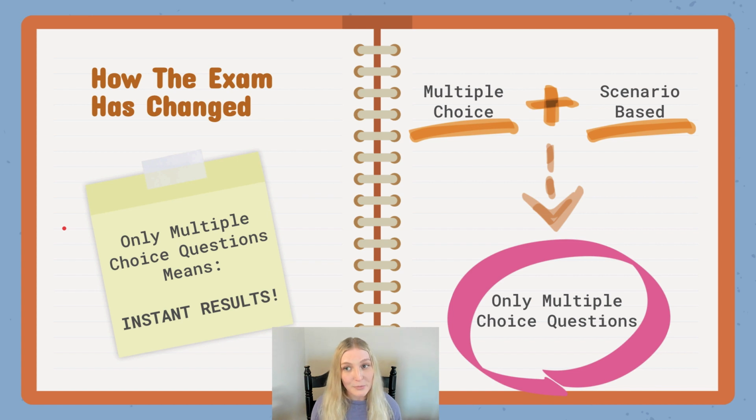So now how has it changed? Well, it was multiple choice and scenario-based questions, and now they've changed it so it's only multiple choice questions. Only multiple choice questions means that you now get instant results whenever you take your exam. Previously it would take a day, even up to 3 or 4 days, to get your results back after you took your exam because of the scenario-based questions. But now those are no longer a part of the exam, so you get instant results as soon as you complete and submit it. It'll show pass or fail on your screen right there.